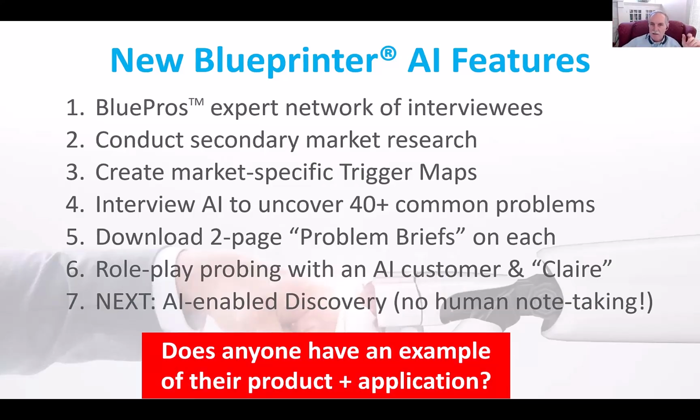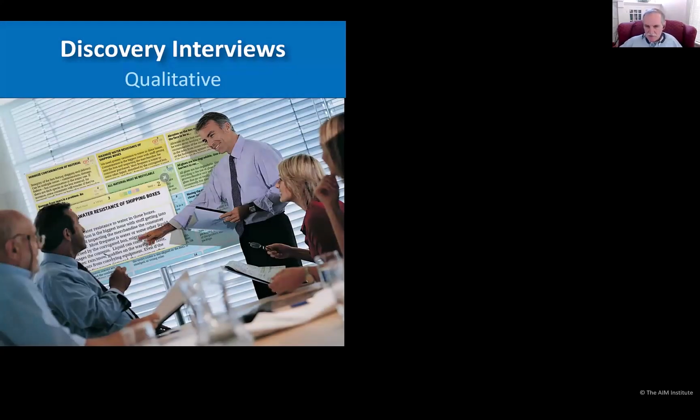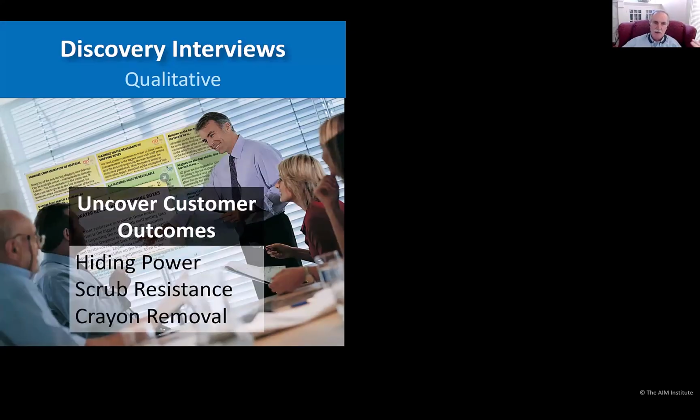Okay. All right. Now, just a real quick 2-minute primer for those of you who have not done blueprinting, or maybe it's been a while. You basically do two types of interviews. You go out and do your qualitative discovery. If you make ingredients for paint, you're going to hear about hiding power and scrub resistance. You'll do several of those interviews in your target market segment and have dozens and dozens of outcomes.